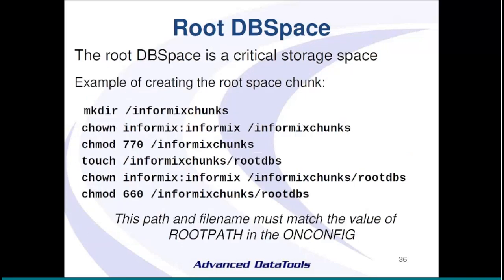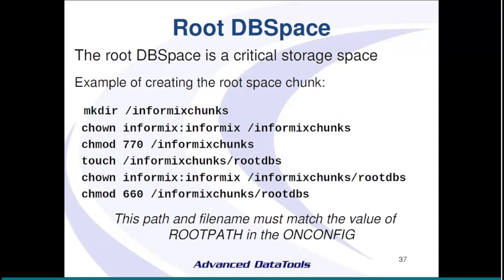To show you, create the root DB space, so this is the first step. We're going to make the informix chunks directory. We're going to give it ownership of informix, set it to 770. We're then going to use the touch command, which if you're not familiar, will create a 0-byte file of that name in that directory. So we've now got the root DBS file. We're going to make sure that's owned by informix and give it chmod 660. Again, this path here must match the root path in your onconfig file. Otherwise, you will get errors and it will not come up when you try to bring it online.